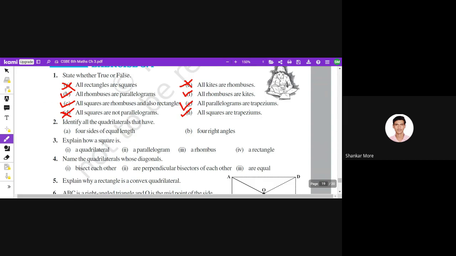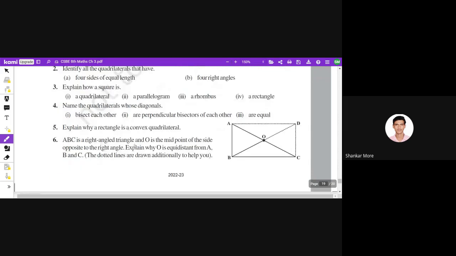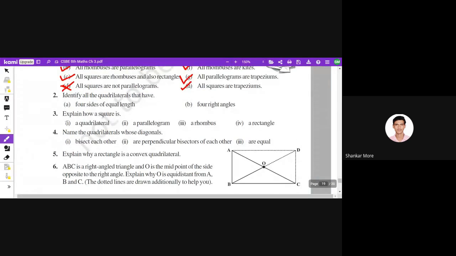Okay, so let's jump on to question 3. Explain how a square is a quadrilateral, a parallelogram, a rhombus, and a rectangle. Is it a quadrilateral? Yes. All right. Second one, is it a parallelogram? Yes. Is it a rhombus? Yes, it's a rhombus. Why not? Square is a rhombus. Do you have any doubt in it?